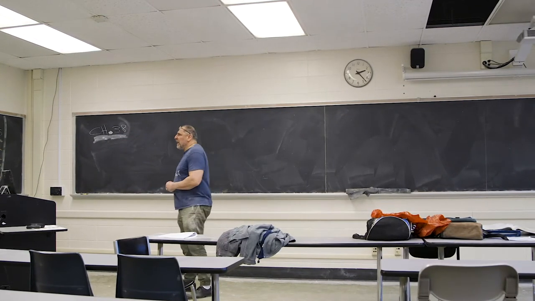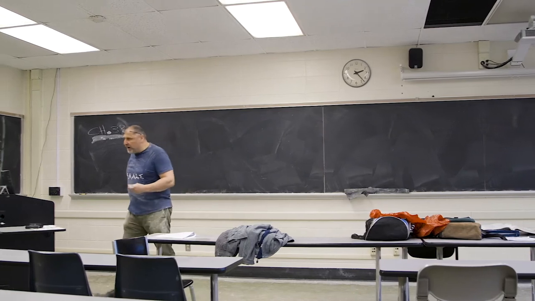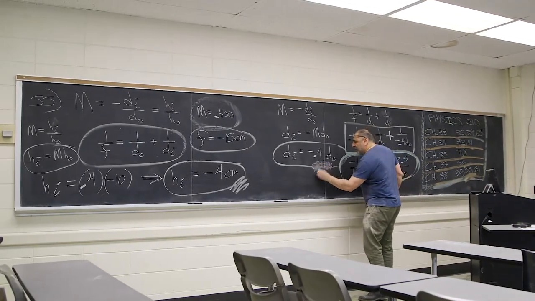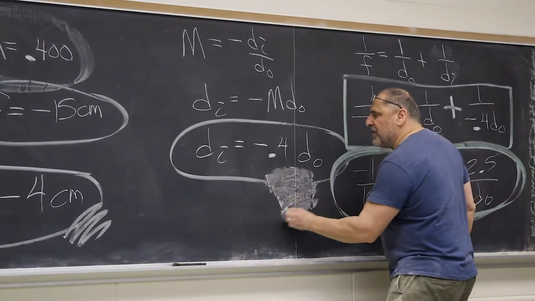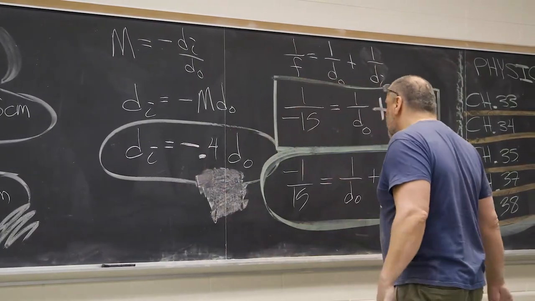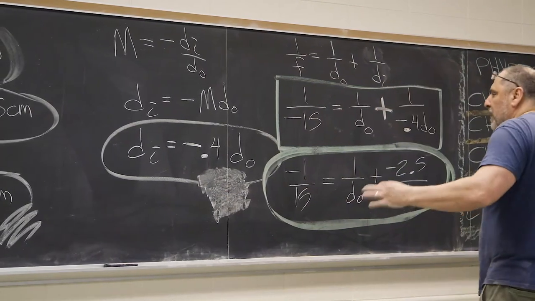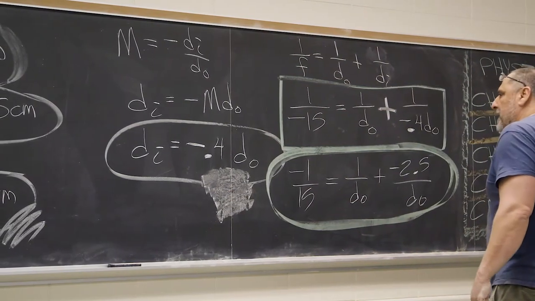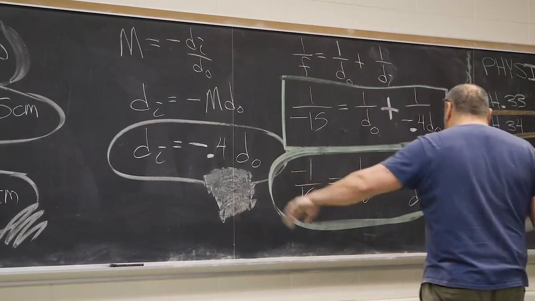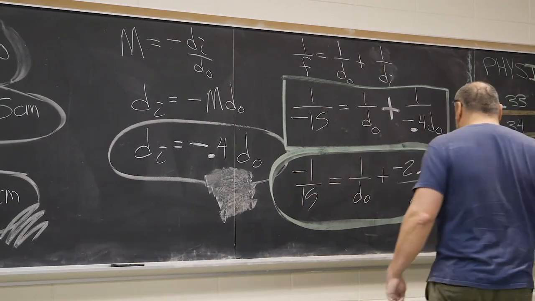The rest is math. You can take this any way you want. Now remember, we're going to come back and get this guy. We're going to get what DI is, too. We're going to see where the image is, and where it's at. It's going to be a virtual image, on the other side of the mirror, so to speak. We'll cross that bridge. Just get this, and everything else falls into place.